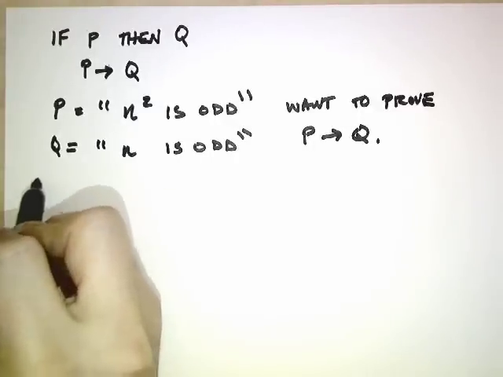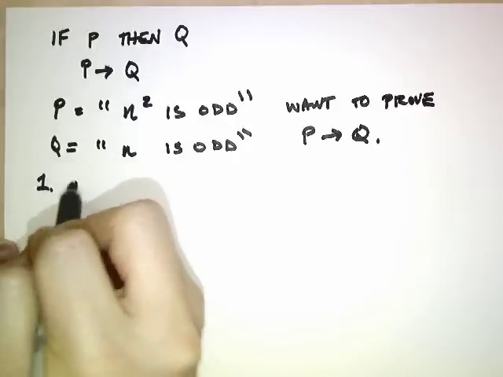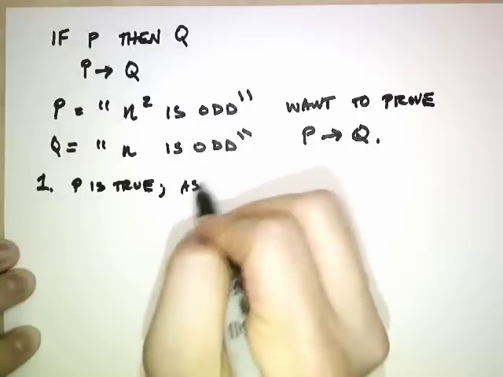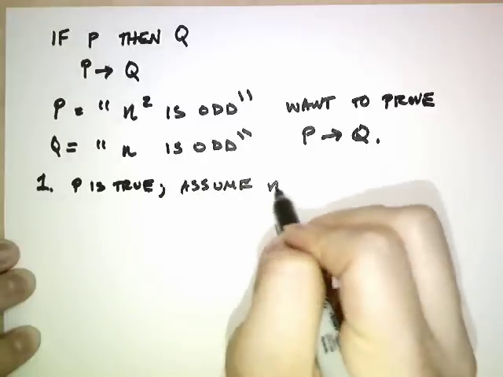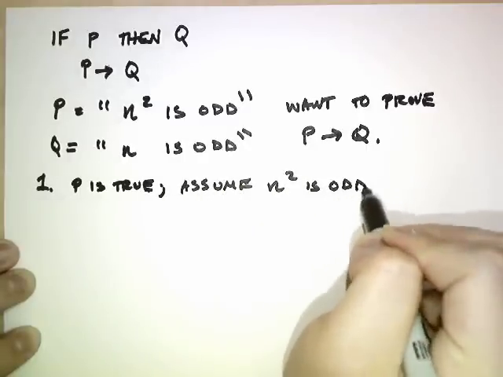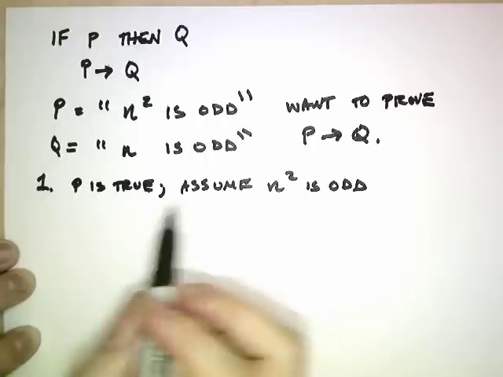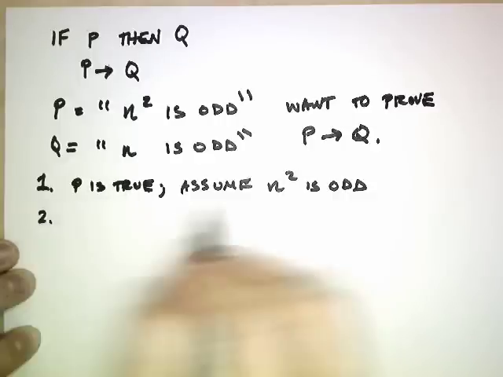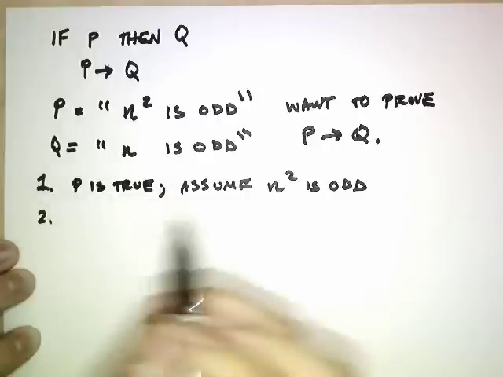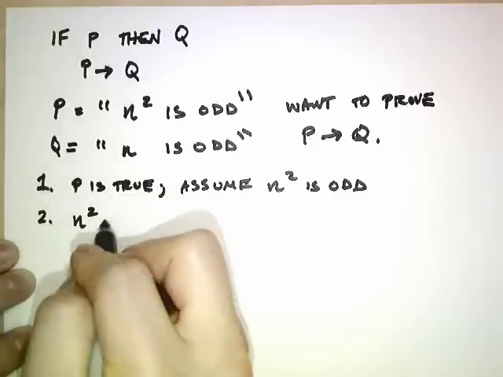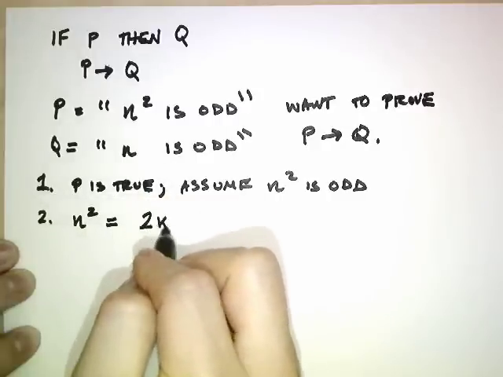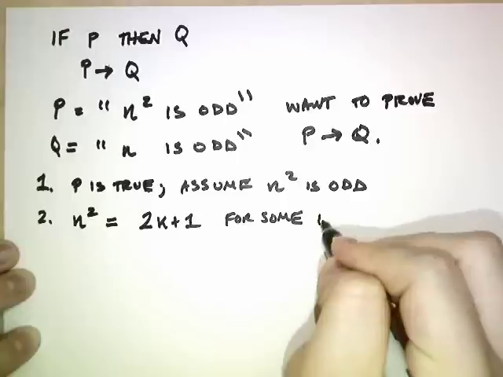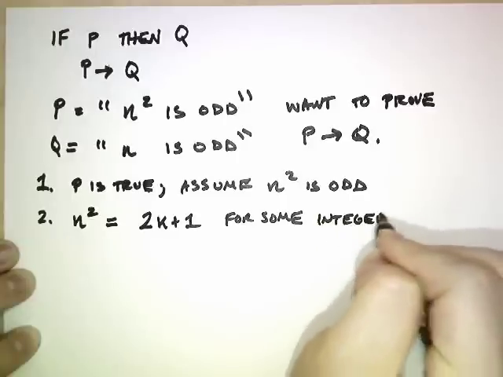What's our first step? Our first step is to assume that P is true. So we'll assume n squared is odd. Now we need to conclude somehow that n is odd. So our next step is probably, since n squared is odd, and we have a formal definition of what it means to be odd, say that n squared can be written as 2k plus 1 for some integer k.